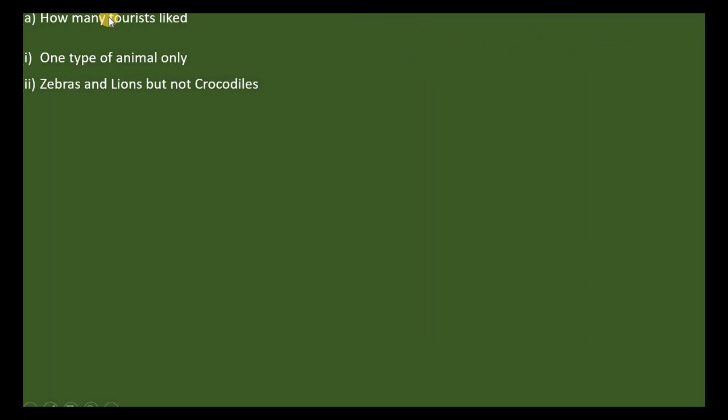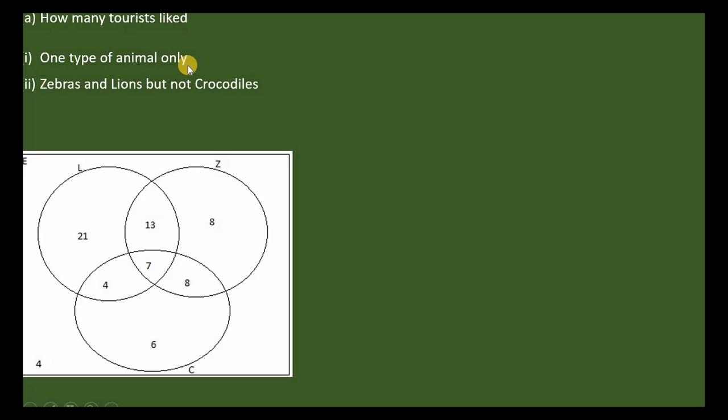And the last part of the question says we should calculate how many tourists liked one type of animal only. The last part also says we should calculate how many tourists liked zebras and lions but not crocodiles. And in this case we are going to use a Venn diagram to calculate these two questions. And here is the Venn diagram that we will follow. And so the first question says one type of animal only. So we have to calculate the number of tourists who watched one type of animal only.